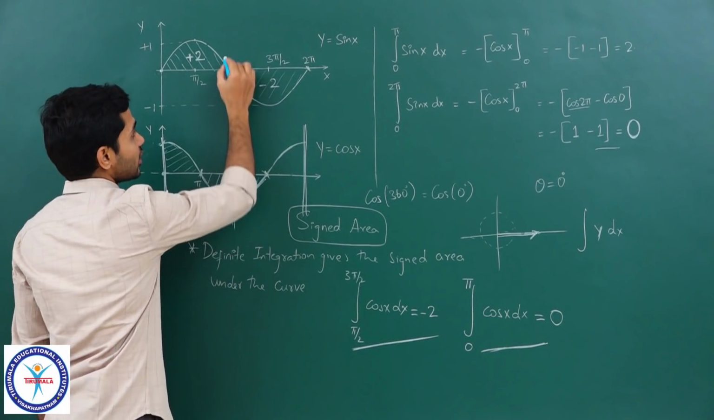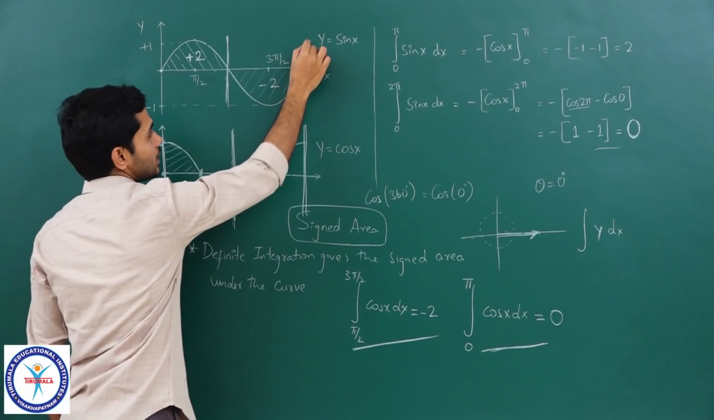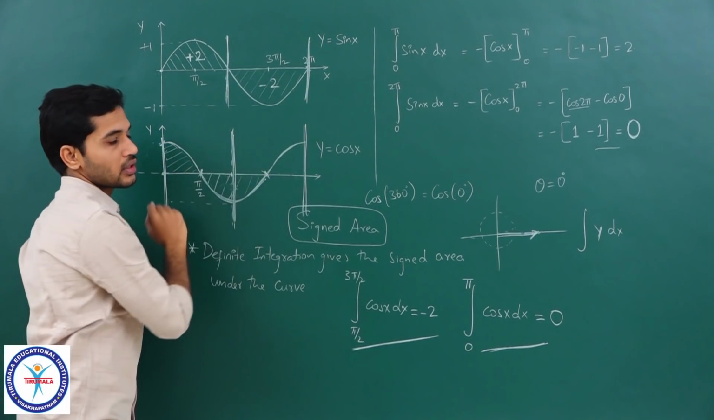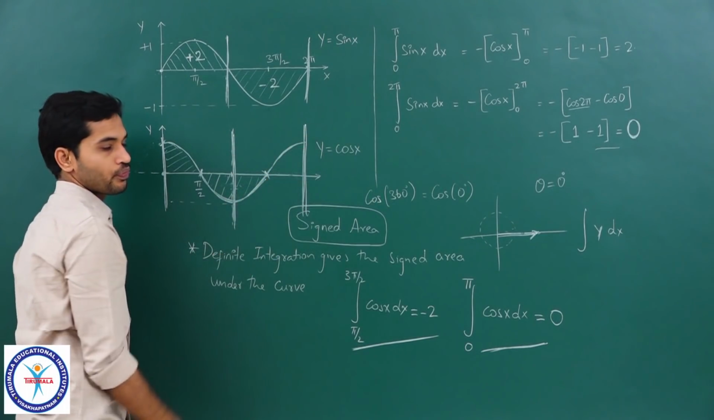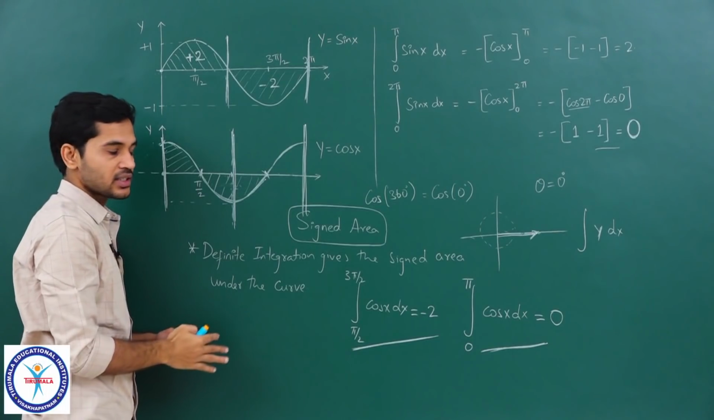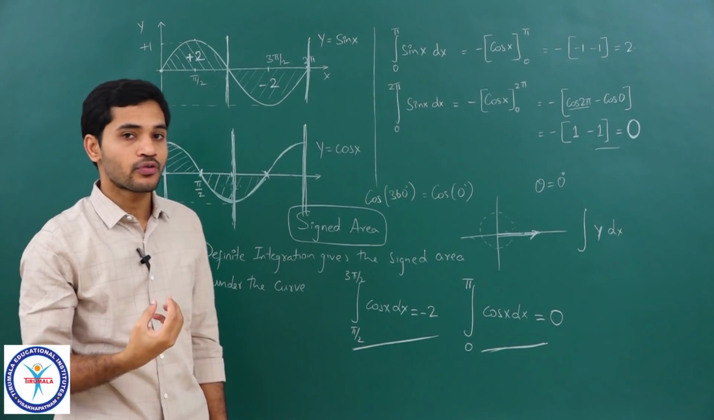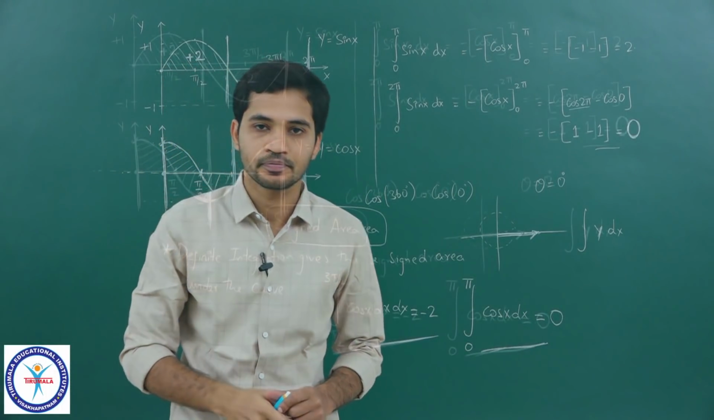But if I ask you the same thing for the sine function, what is the area under the sine function between 180 and 360? Will it be 0? No, it will be minus 2. But for the cos function, it will be 0. Clear, students? So, that is the basic idea. By looking at the graph also, sometimes you can get an understanding of what an integral value should be for a given function, right.